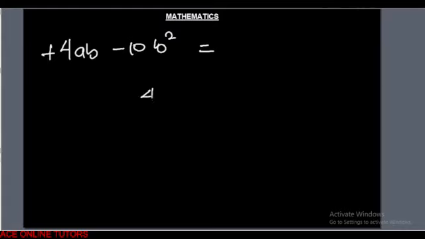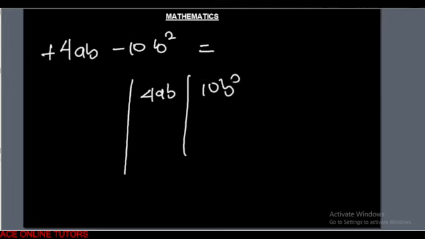So your first term is 4ab, and your second term is 10b squared, right? Now what can divide the 2? That's how you do LCM. What can divide the 2? HCF. If it is LCM, you look for what can divide the 2. Then if you don't see, you look for what can divide only 1. But in HCF, you don't do that. You always find what can divide the 2 together. So 2 can divide the 2 together.